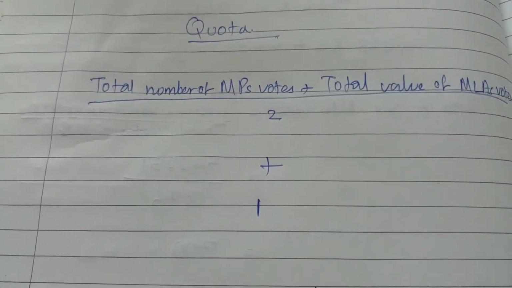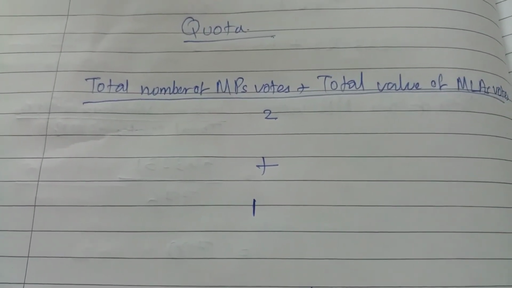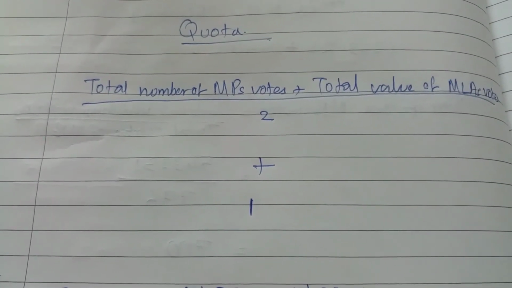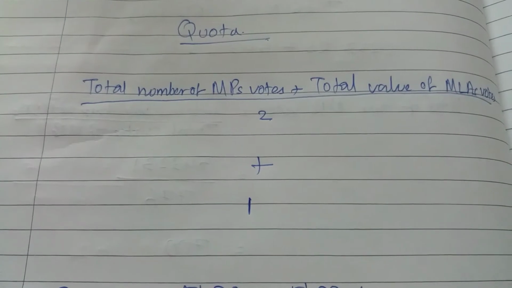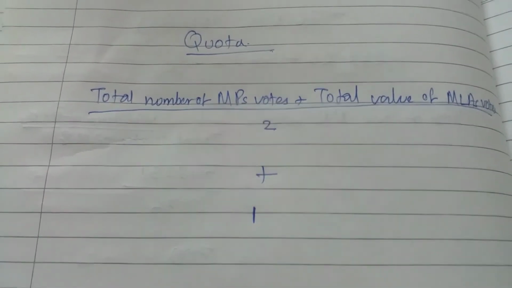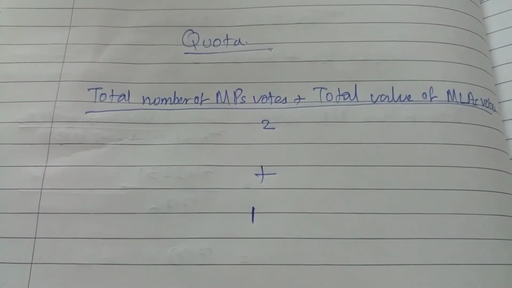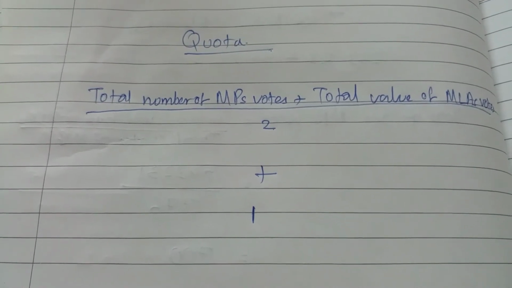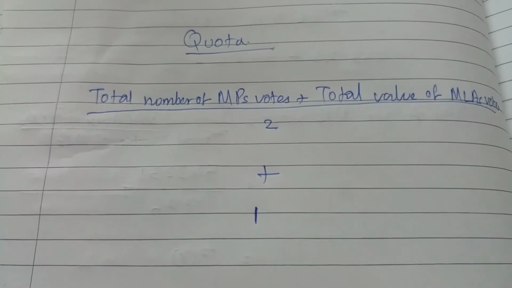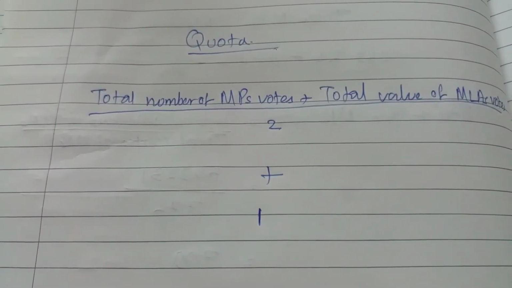For deciding the winner in the presidential election, which is conducted by single transferable vote of proportional representation, the equation of quota is fixed. The quota is equal to the total number of MPs' votes added to the total number of MLAs' votes, the whole divided by 2, and the result of which will be added to 1.